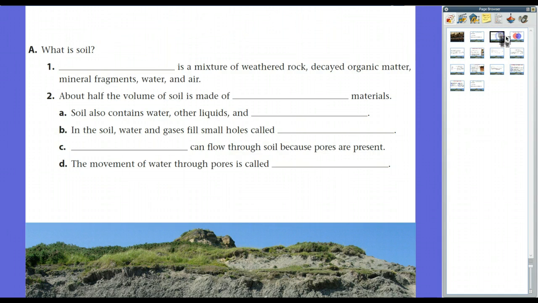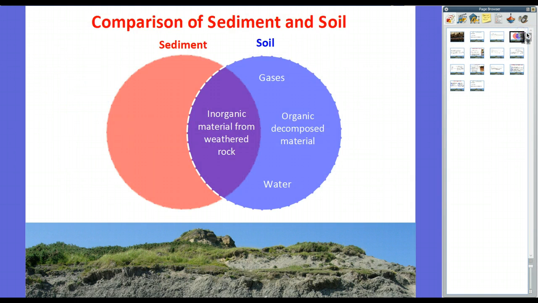So let's go ahead and get going. First off, let's define soil. Soil is a mixture of weathered rock, decayed organic matter, mineral fragments, water, and air. Before we go into any more detail, you might be confused by what is soil, what is sediment, and what is dirt. Essentially, let's ignore dirt. Dirt is essentially sediment mainly used for construction due to its fine-grained particle size.